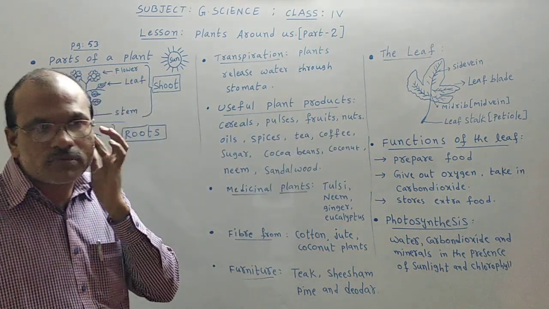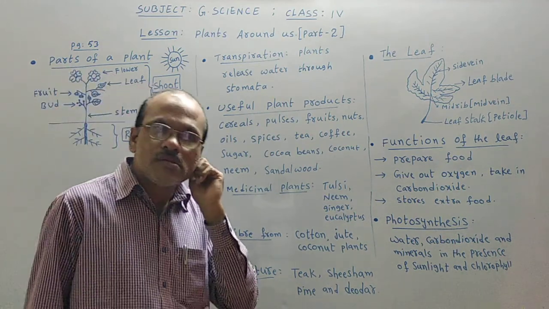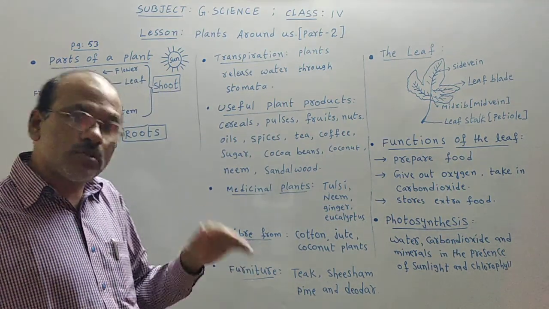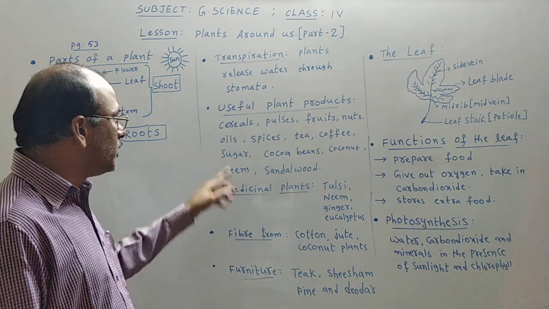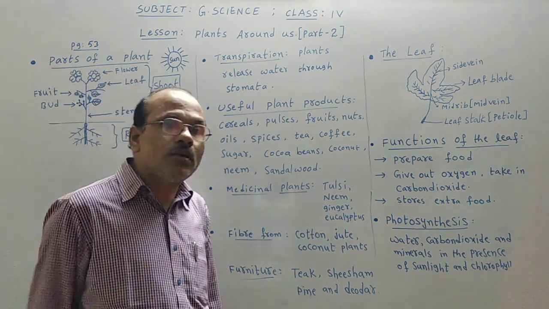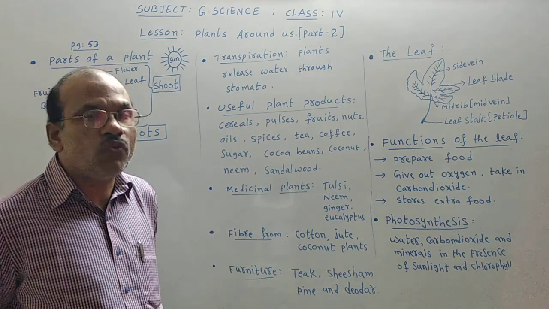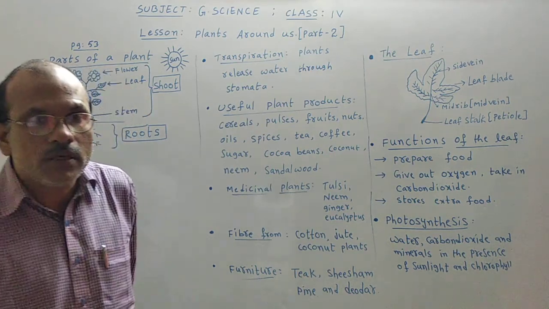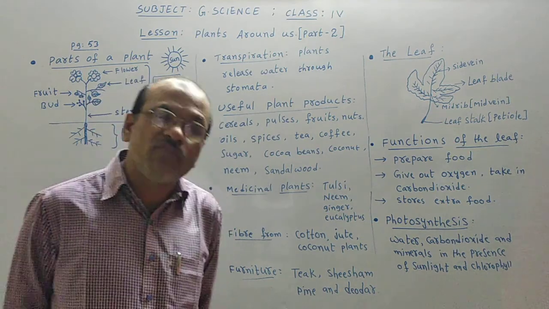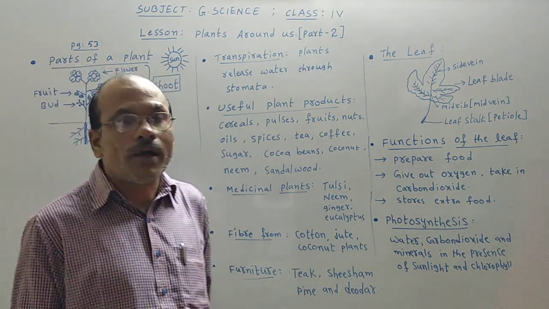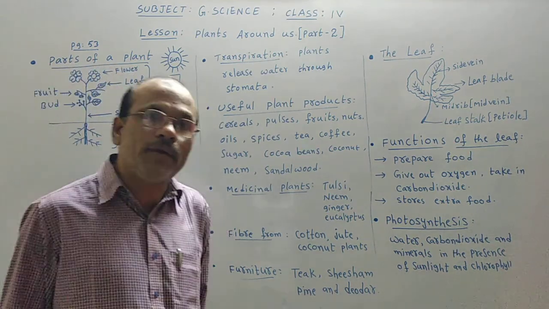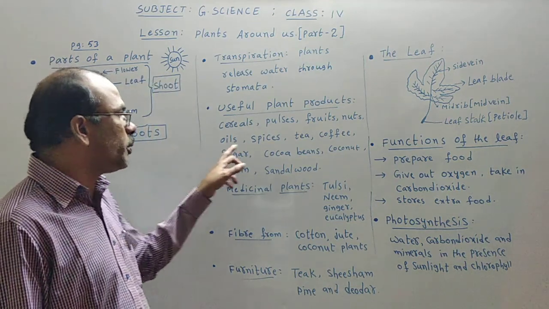Nuts, there are different types of nuts, cashew nuts and badam nuts. Those are also products of plants. Then oils. All oils we use to prepare our curries and other food items. Groundnut oil, sunflower oil, refined oil, and all those oils are available in the market nowadays. And all those are oils, spices.